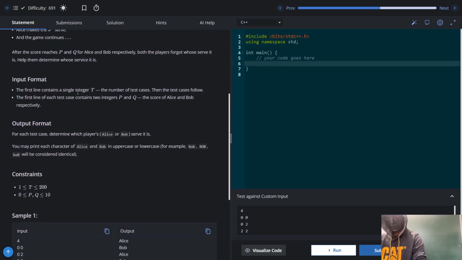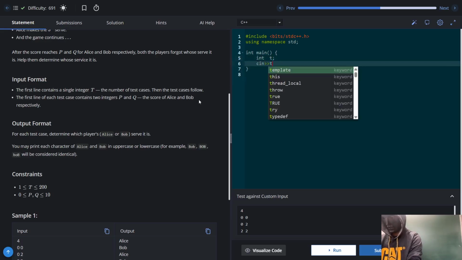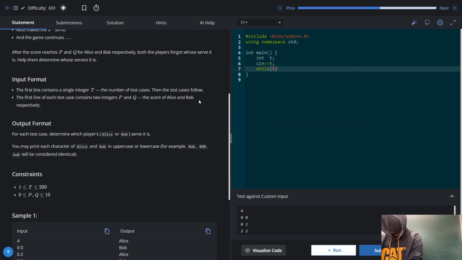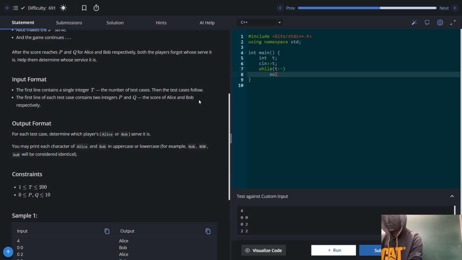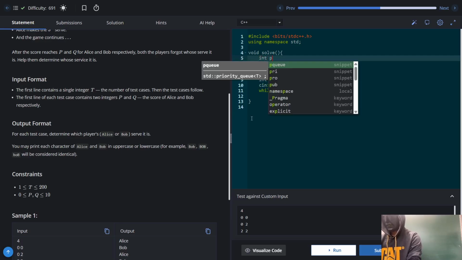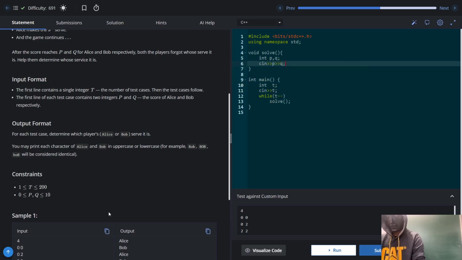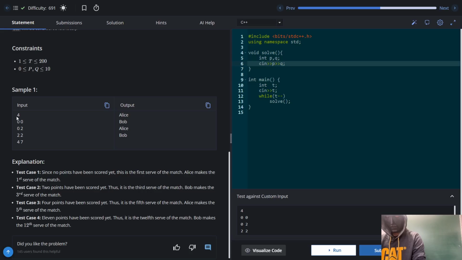So the first line contains a single integer t, the number of test cases. So let's take the test cases while t minus minus. This will take care of all the test cases. For every test case, call the function solve, and its return type is void and it has no parameter. The first line of each test case contains two integers p and q, the score of Alice and the score of Bob. So let's take two integers p and q, and take their input values, and let's go down and understand some of the examples.